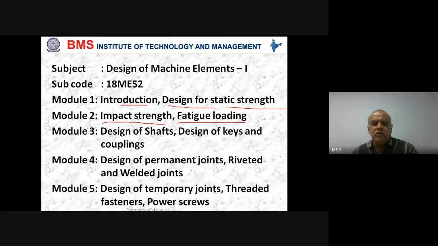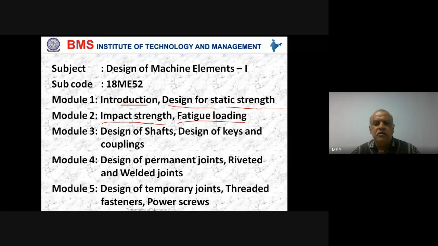Then we learned about design for fatigue loading. So in that, when components are subjected to combined variable stresses and also variable stresses, we derived a Soderberg relation. And based on Soderberg's relation, we solved many problems where components are subjected to variable stresses.